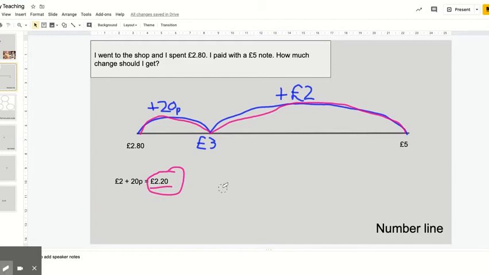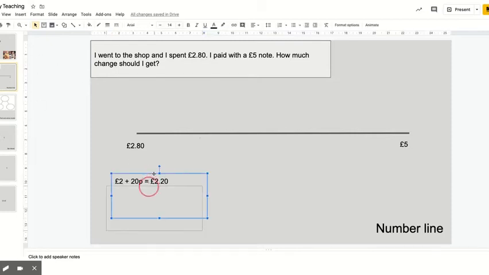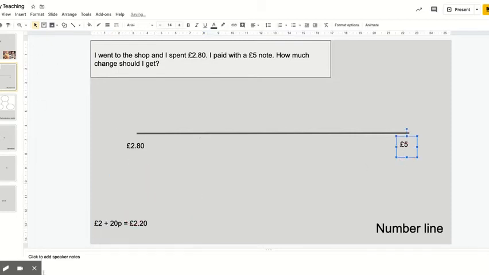Right, so we can use the number line in a different way to find our change as well. We can use the powers of subtraction to find out. So I'm just going to erase those lines and give us a new number line to work with. So that we call counting on a number line, and this is subtraction using a number line. So exactly the same, I've got my £5 at this side, and I've got my £2.80.